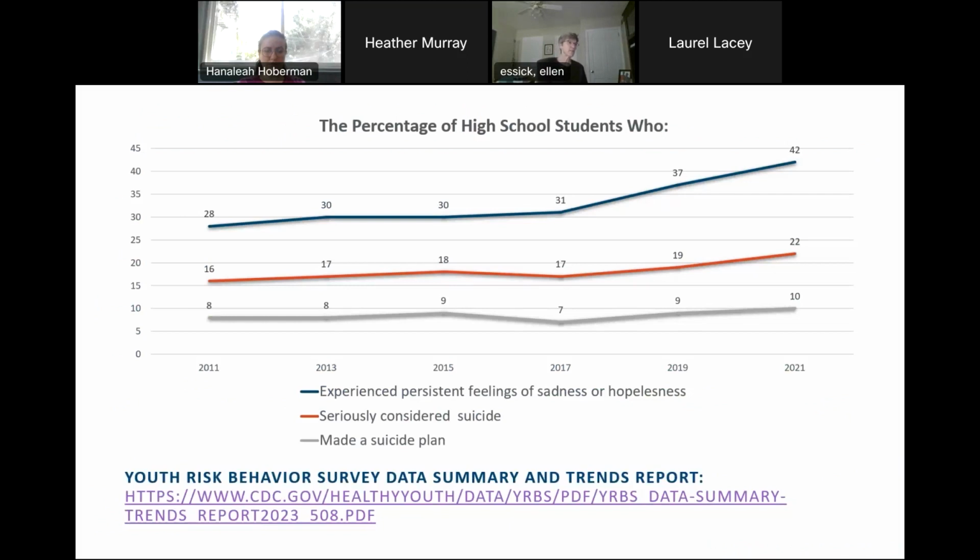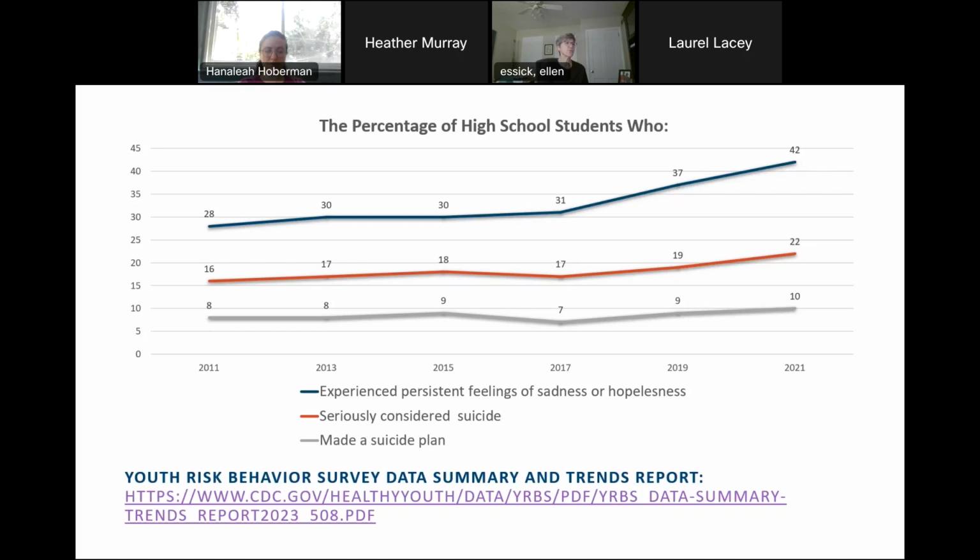The blue line is the students who experience feeling persistent sadness or hopelessness. And the rest of the question says, to the extent that they stop doing their regular activities. So in other words, the percentage of students who are depressed. And nationally, that has gradually gone up, but significantly gone up since 2017. So 2017, 2019, and 2021, we've continued to see that really high increase among students who are depressed.